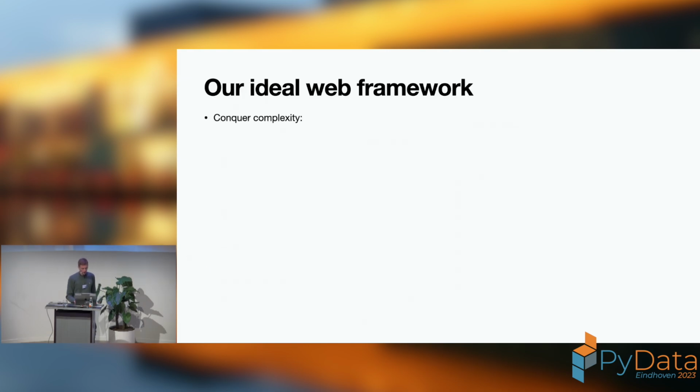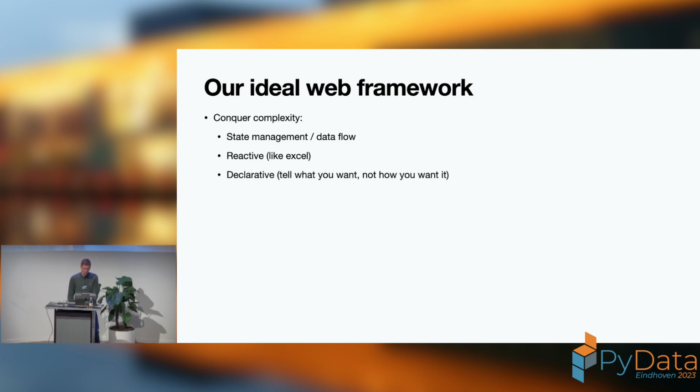Okay, so our ideal web framework conquers complexity by having a story about state management, how data flows. It's reactive, similar to Excel, such that we don't have to manually think, okay, what needs to update if my state changes? It's declarative. Tell what you want, so you don't have to manually update the UI. Encapsulation: solving complicated problems in a component and being able to reuse those and compose them.